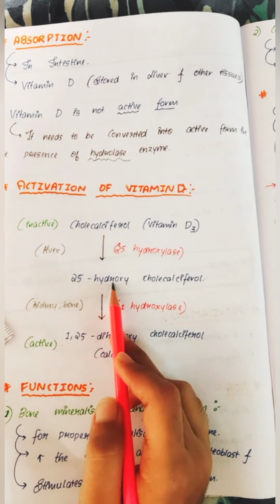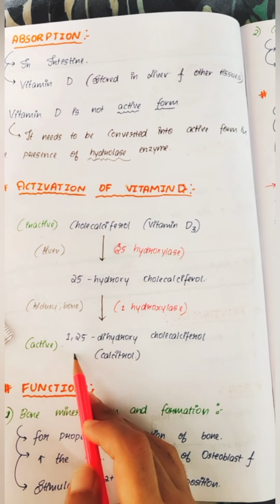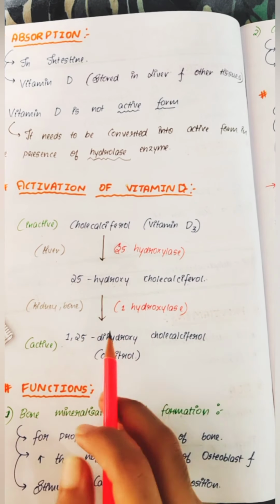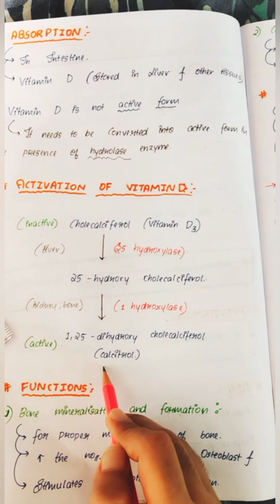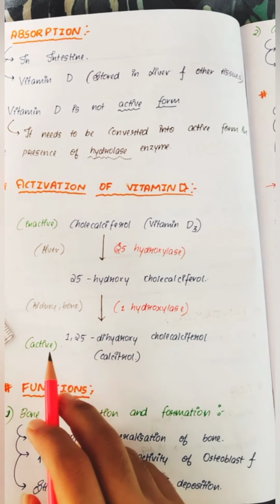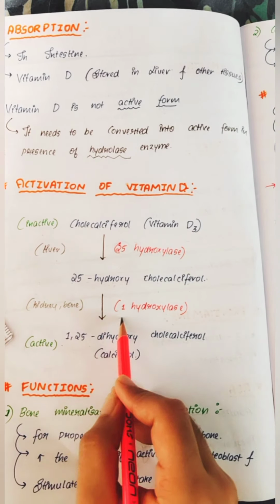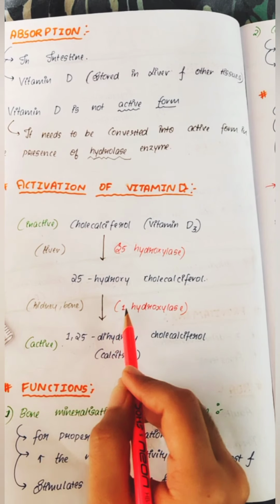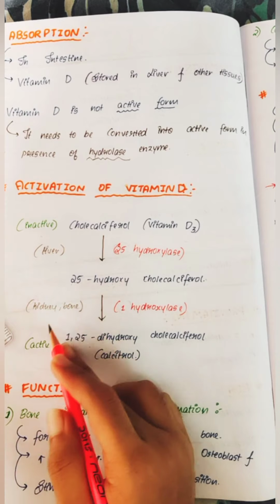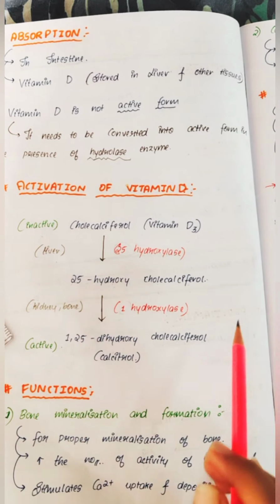The 25-hydroxycholecalciferol is further converted into 1,25-dihydroxycholecalciferol. It is also known as calcitriol, 1,25-DHC. So it is the active form of vitamin D3. It is converted in the presence of 1-hydroxylase. So remember this 1 and 1 comes here. It mainly takes place in the kidney as well as bones. This is about the activation of vitamin D.